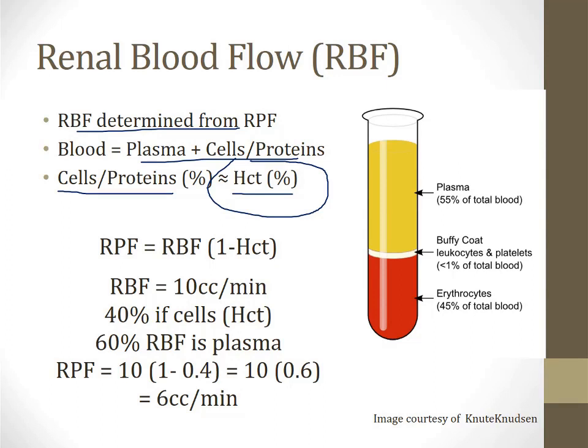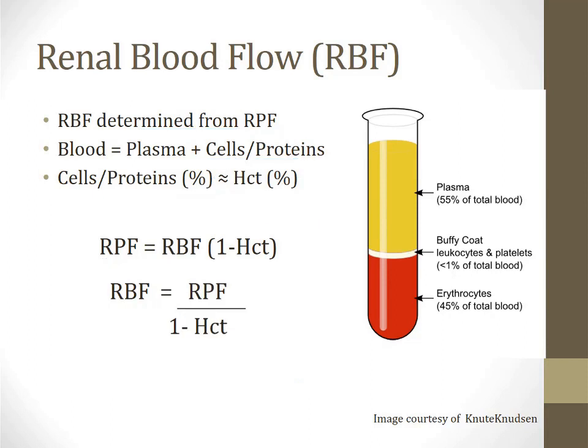So the math works out such that the renal plasma flow is renal blood flow times 1 minus hematocrit. So for example, if we knew that renal blood flow were 10 cc's a minute, and we knew that 40% of that blood was cells and proteins, that's the hematocrit, that means 60% of the renal blood flow must be plasma. Therefore, the renal plasma flow is the 10 cc's a minute times 1 minus 0.4 or 0.6, which works out to 6 cc's a minute.